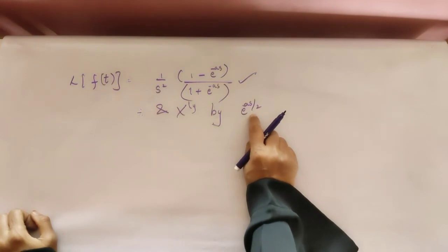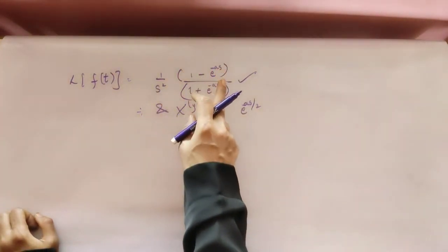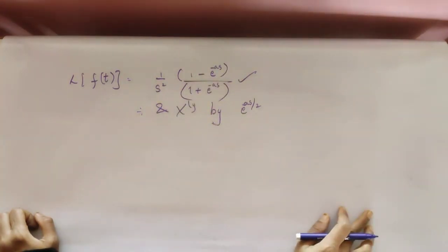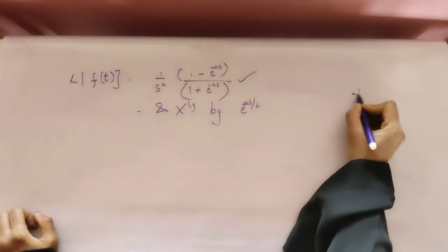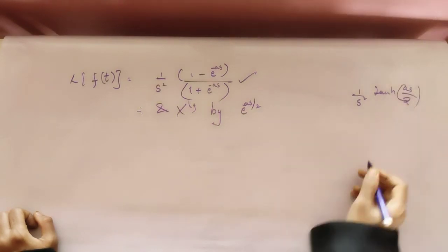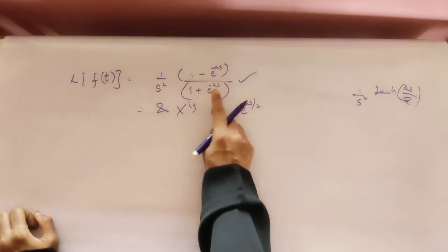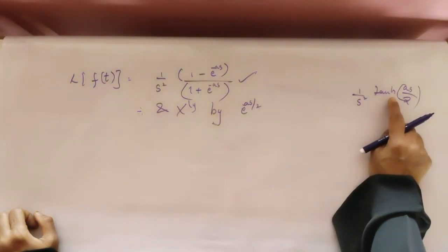Just see over here, look at the numerator, you have 1 minus e to power minus as, and in the denominator you have 1 plus e to power minus as. I somehow want the answer to be 1 by s square tan hyperbolic as by 2, is it not? But I have got as over here. And you have even studied the formula for tan hyperbolic in terms of exponential functions. So what is tan hyperbolic as by 2?